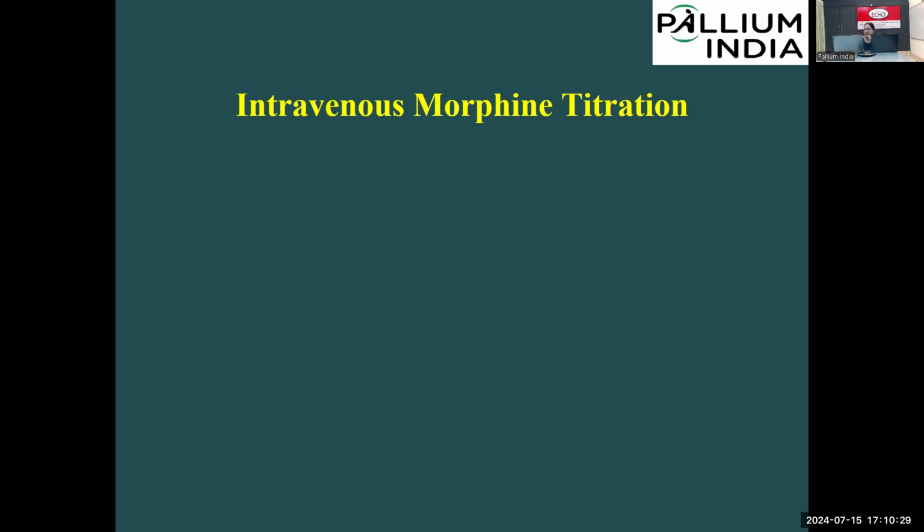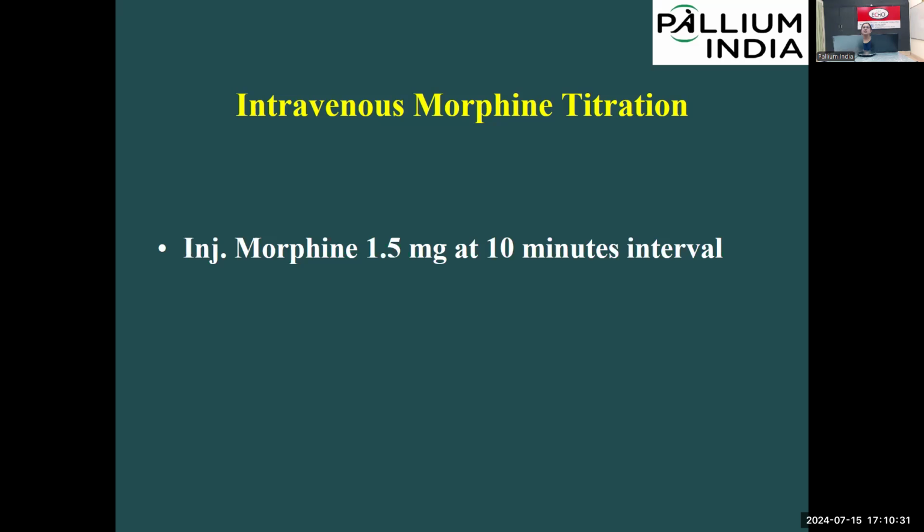So, as I mentioned, we'll go by injection morphine 1.5 milligram at 10 minutes interval. 1 ml of the diluent will contain 1.5 milligram of morphine. In every 10 minutes interval, this morphine would be given, and the patient's pain score as well as the respiratory rate and other vitals would be verified and recorded. The endpoint of the titration would be either satisfactory pain relief, the pain score comes down, or the patient becomes drowsy, whichever happens first.